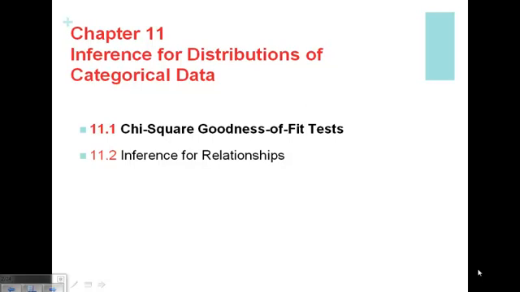So we're going to look at categorical data, but we're not going to impose the binomial nature of categorical, good and bad, successful or failure. We're going to do the analysis using these multiple categories, using what's called chi-square goodness of fit. And also we're going to be looking at relationships between categorical variables to see if there's a dependence or lack of independence between those variables. Inference for relationships, that'll have to wait until 11.2.